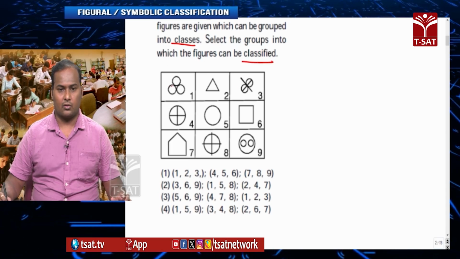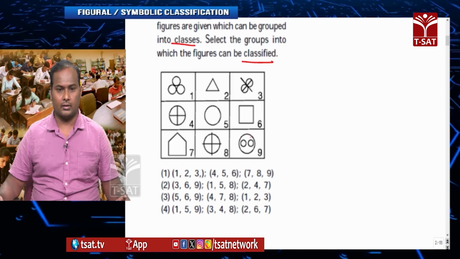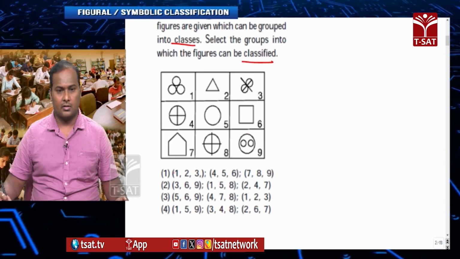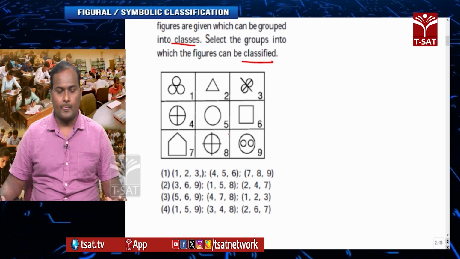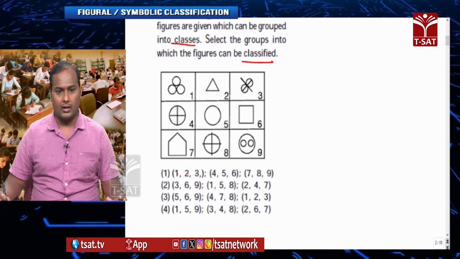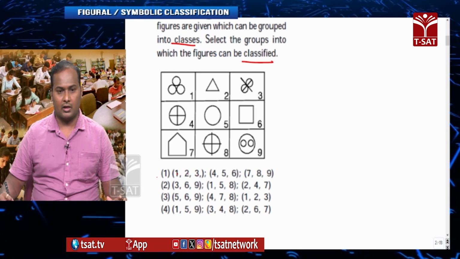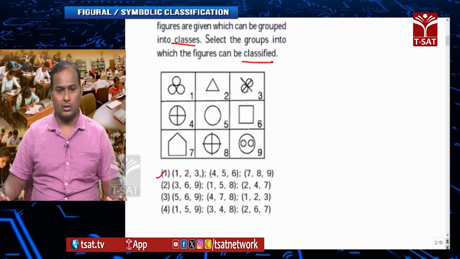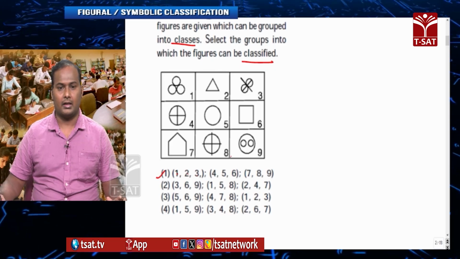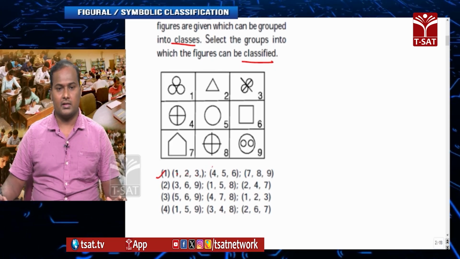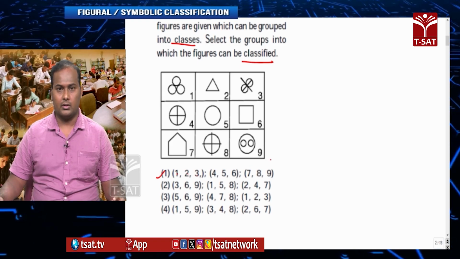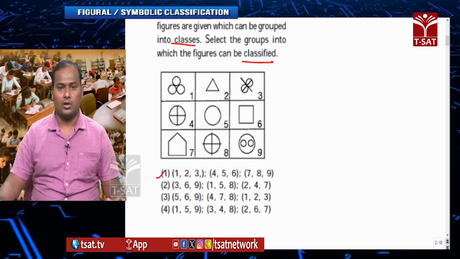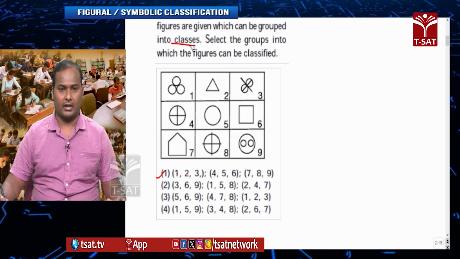See, in this particular question, there are a total of 9 figures, but the options are divided into 3 groups. So, for example, if you see the option, 1, 2, 3 should have one common character. In the same way, 4, 5, 6 should have a common character, and 7, 8, 9 should have a common character, and the student has to observe that particular character.